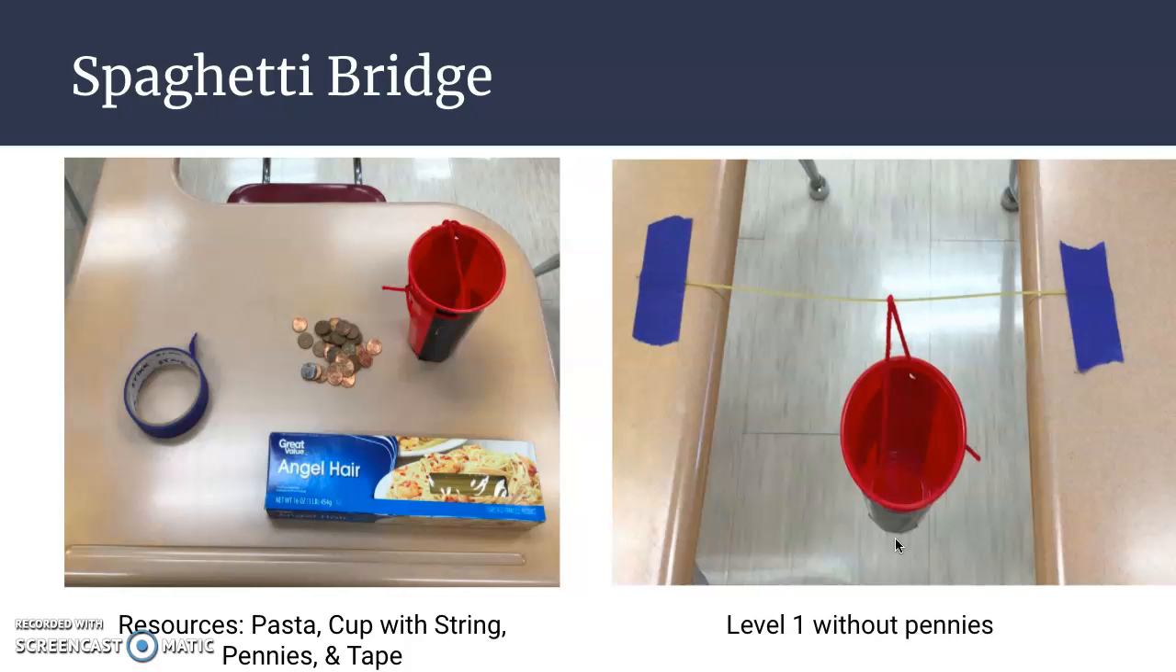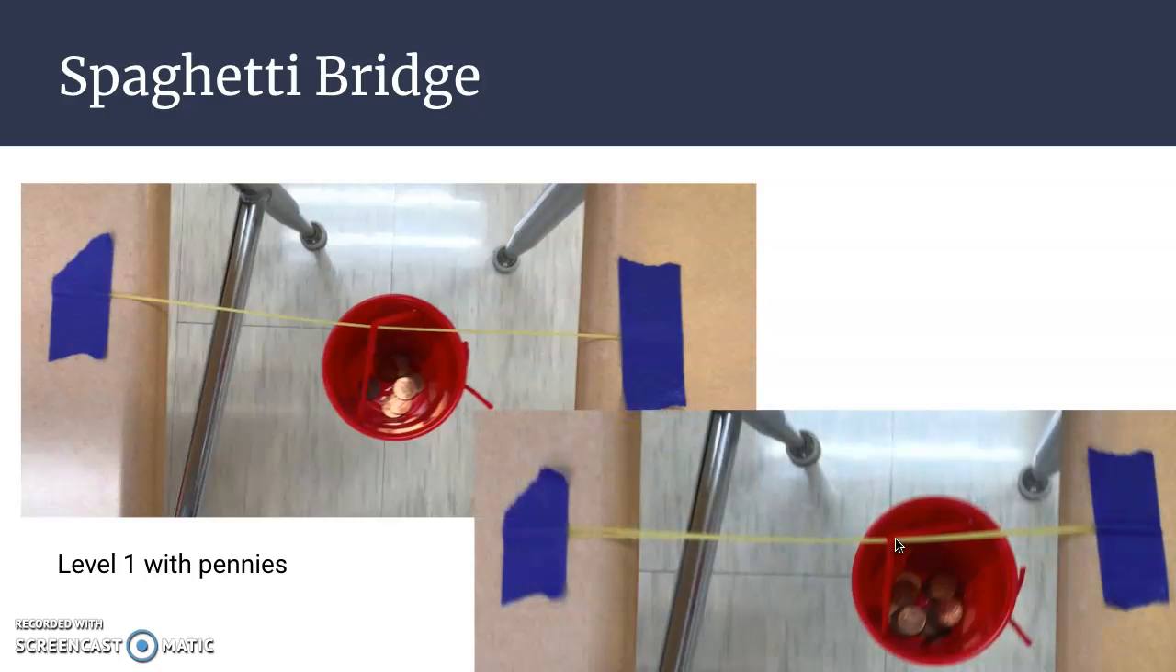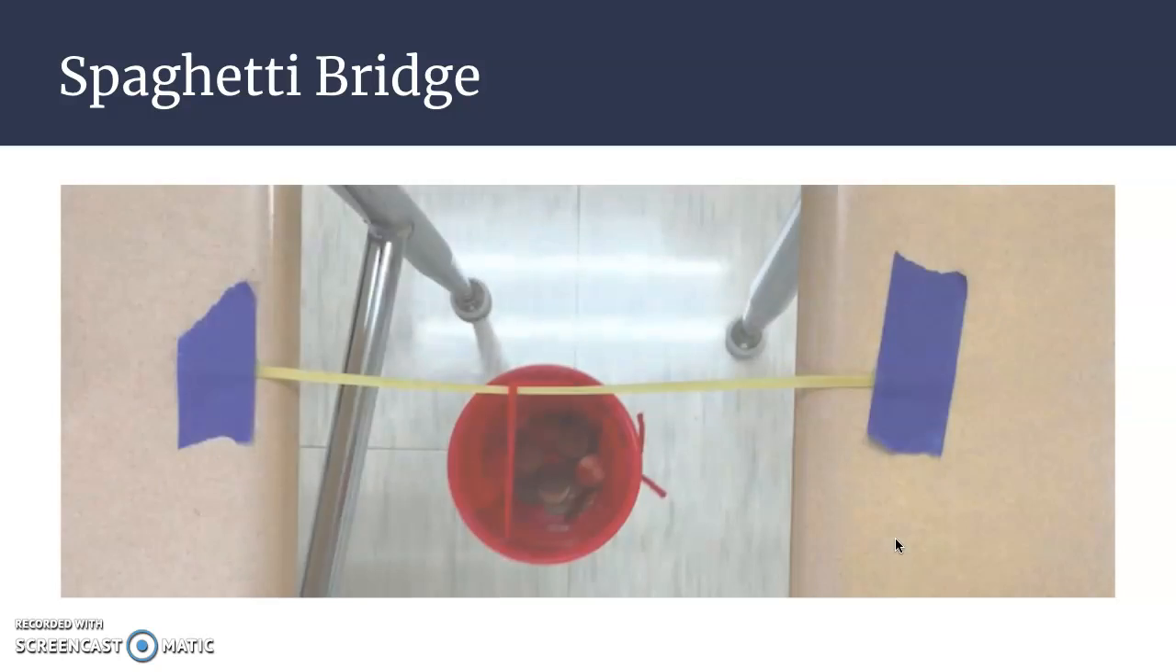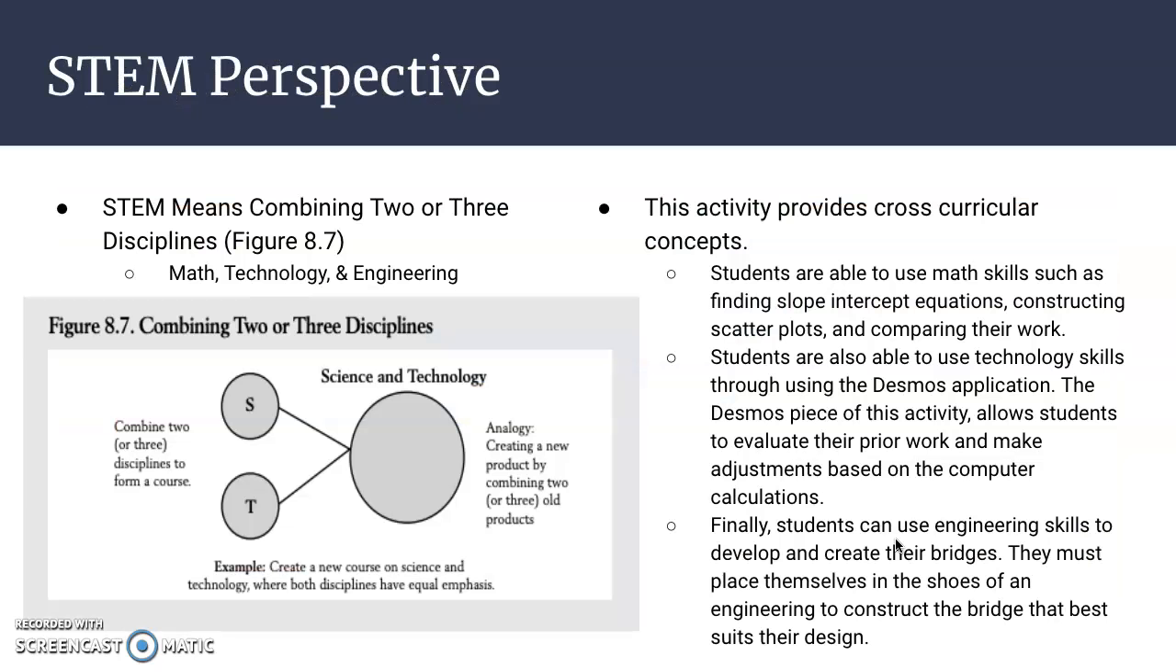You would dangle the cup over, or thread it through the spaghetti, and you would drop pennies into each cup. So level 1 looks like this with pennies here, and then it would break, and then you would write down your information. Follow the same suit with level 2 here with pennies until it would break. So the idea is the more pieces of pasta you have, the more pennies it can hold in the end, and this is where I kind of stopped here with level 3. But you kind of get the idea.